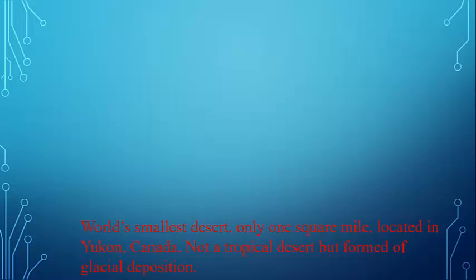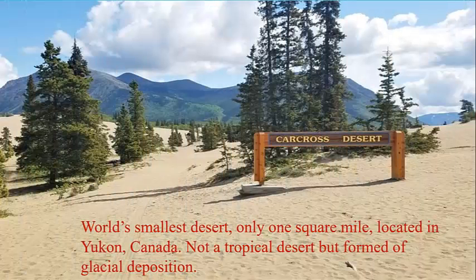And the smallest desert in the world, you know, is only 1 square mile in area. It's located in Yukon, Canada. It's not a tropical desert, but it's formed of glacial deposition. It's nothing but Carcross Desert.